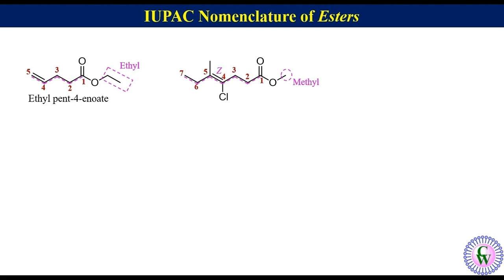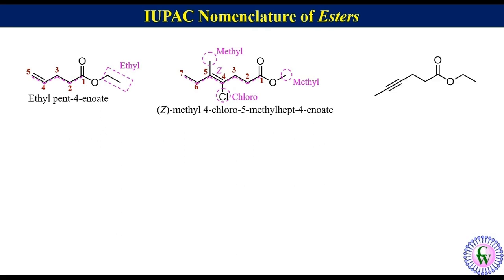I am not going to discuss how to find the configuration of alkene as it is beyond the scope of this lecture. I have made a separate video on this topic. The link for the same is given in the description box of this video. There are 2 substituents, a chloro at C4 and a methyl at C5. Thus, the IUPAC name of this molecule will be Z methyl 4-chloro-5-methylhept-4-enoate.